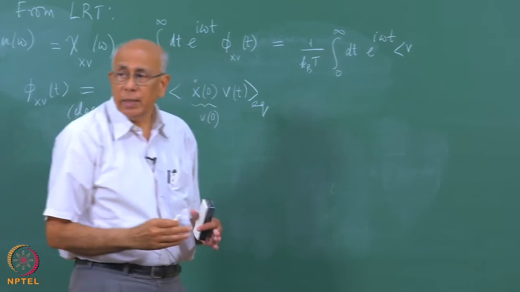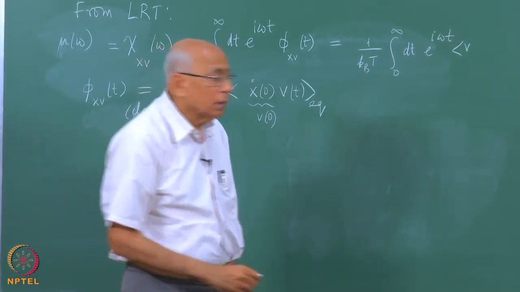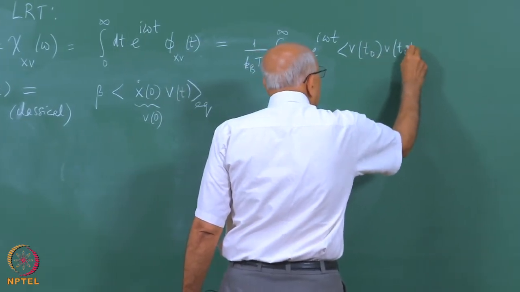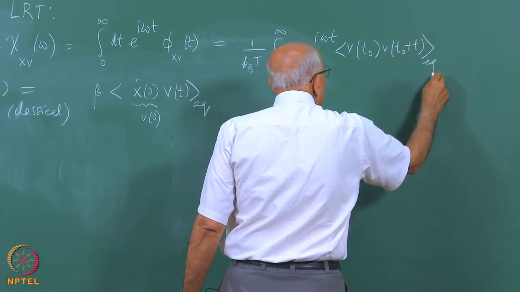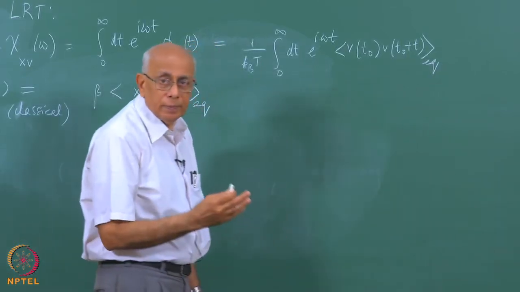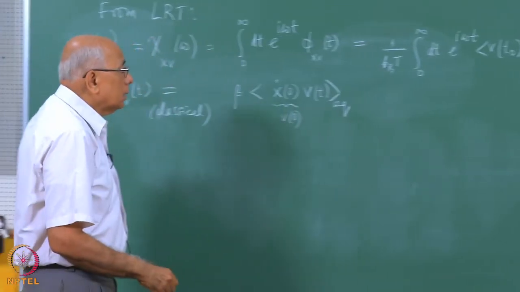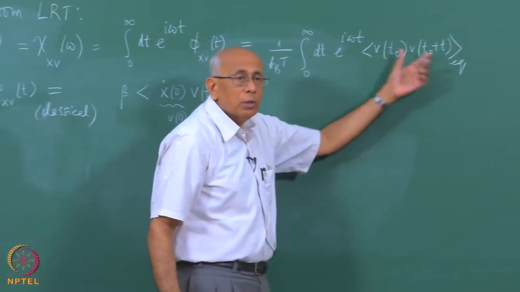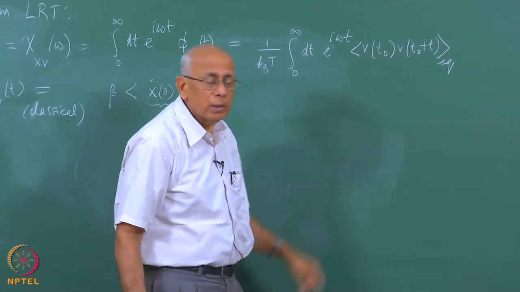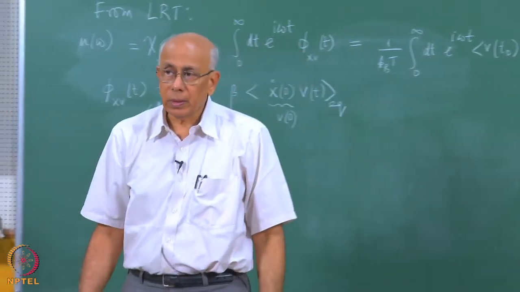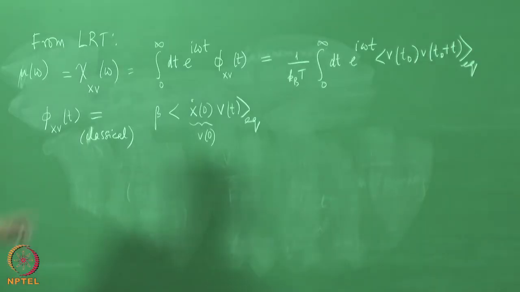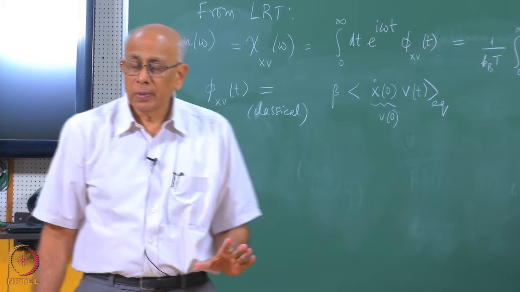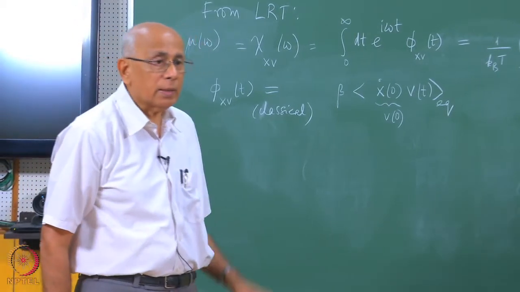V is supposed to be a stationary random variable in thermal equilibrium. So this will be some V of t naught, V of t naught plus t, in equilibrium. T naught is completely arbitrary, because if V is a stationary random variable, then this correlation function is a function only of the time difference of the two arguments, just a function of t. So this much, general linear response theory says, independent of any Langevin model. That's what we found in general in the classical case.